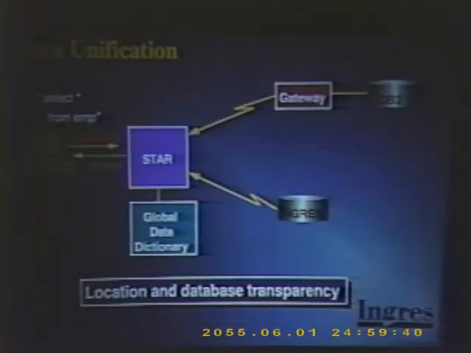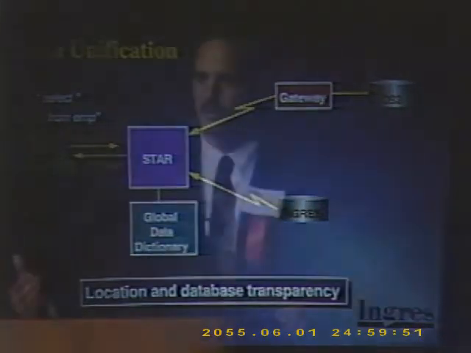So Ingress Star, this generation, and you will see a demonstration of this in just a few minutes, provides both location and database transparency. In other words, because Ingress Star is doing all the work for you of locating your data and of working with gateways to resolve all differences between database types, a user is actually able to send a query to Ingress Star, say a join query, and have the distributed database management system collect information from multiple sites, even if those sites involve different databases, and present the information to the user.